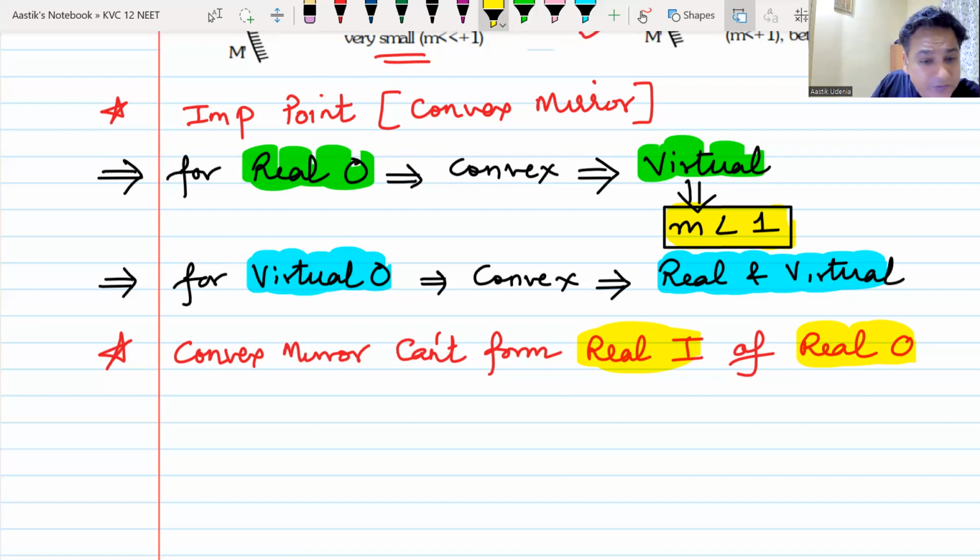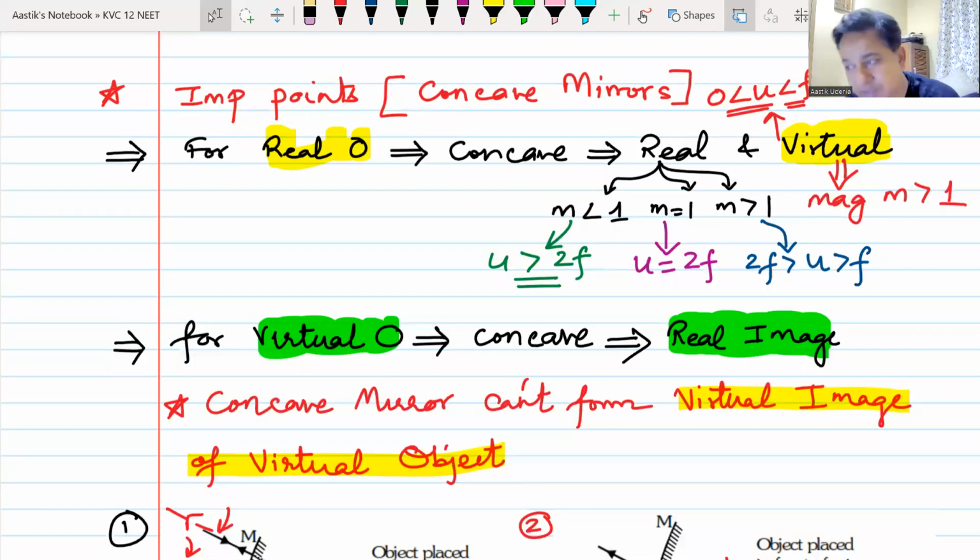If you compare it with a concave mirror: for real, it can do real and virtual. For virtual, it can do real. It cannot do virtual for virtual. Do we understand this? Yes, sir.